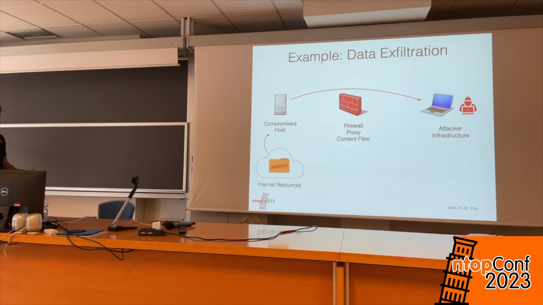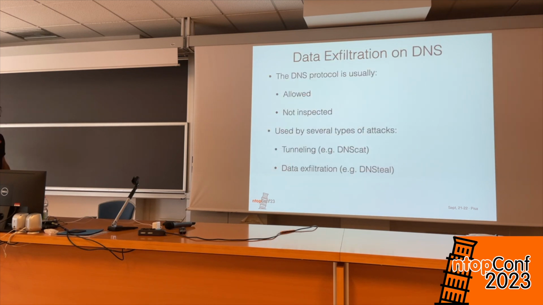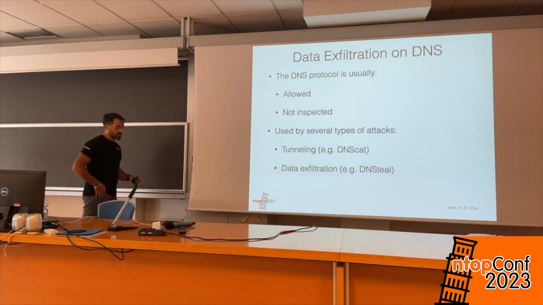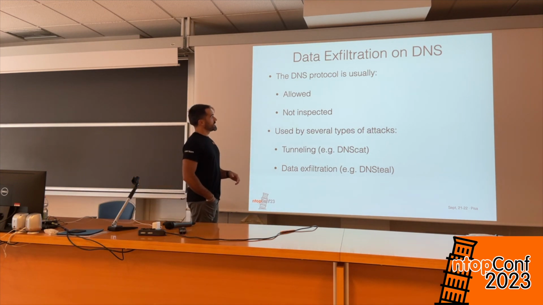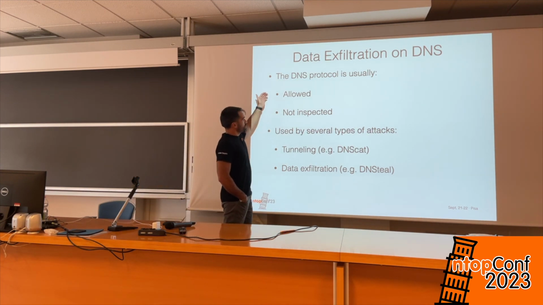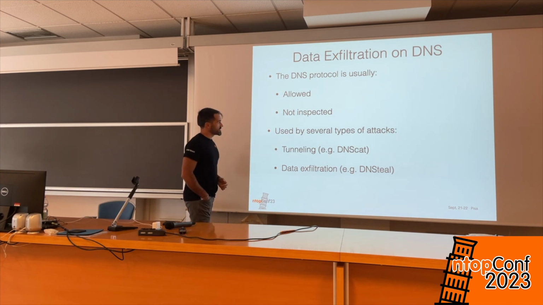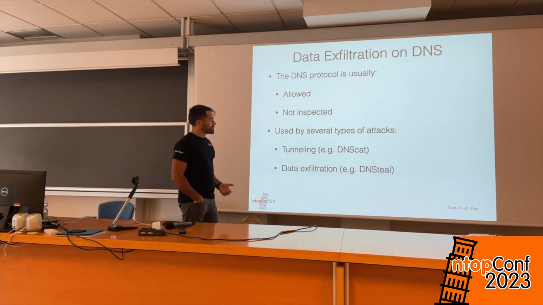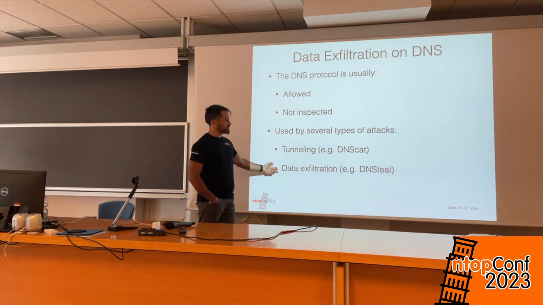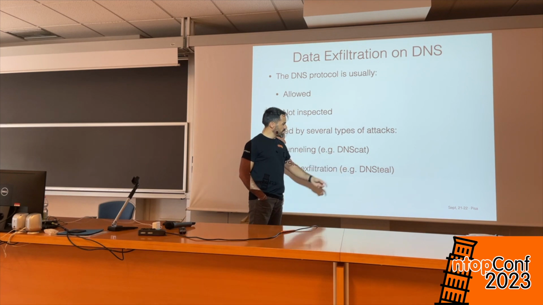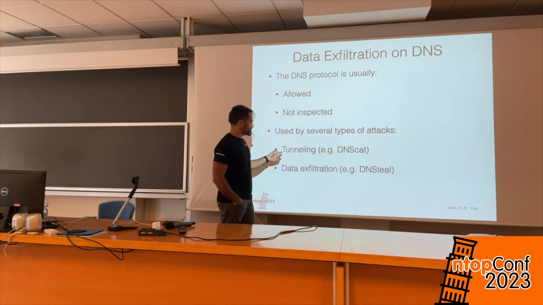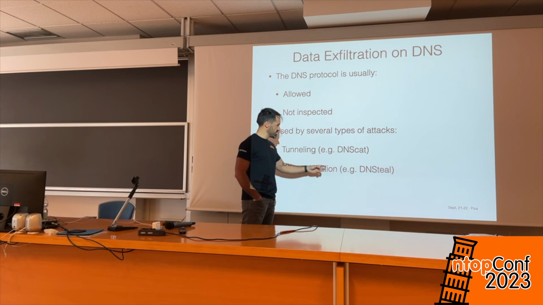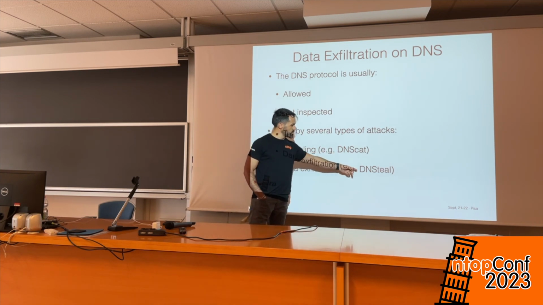Now I have to select a specific case to demonstrate to you how to use the tools to detect this kind of issues. And I selected DNS, data exfiltration over DNS. Why DNS? Because it's a simple protocol and it's usually allowed by our firewalls, for instance, and it's usually not inspected. So it's commonly used as a vector for many attacks, including tunneling or data exfiltration. Here I'm mentioning a couple of tools just as examples that you can use for doing tunneling over DNS, DNScat, or data exfiltration. This is the tool that we will use today.